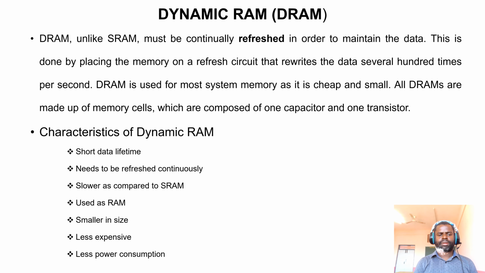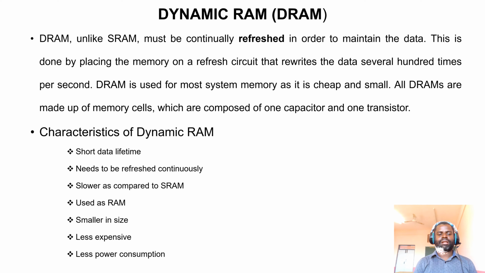Unlike static RAM, dynamic RAM must be continually refreshed in order to maintain the data. So this is basically done by using the refresh circuit. That will help to rewrite the data several hundred times per second. Dynamic RAM is used by most systems as it is cheaper and it is small in size. All dynamic RAMs are made up of memory cells which are composed of one capacitor and one transistor.